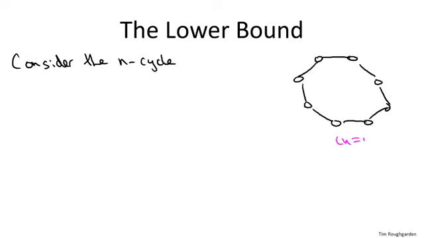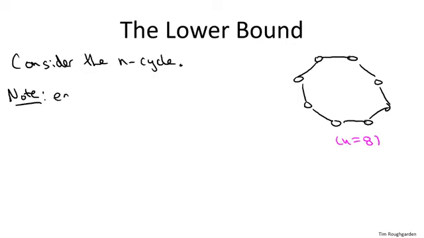For any value of n, consider the n-cycle. Here, for example, is the n-cycle with n equal to 8. That would be an octagon. And the key observation is that just like in a tree, where removing each of the n-1 edges breaks the tree into two pieces and defines a cut, with a cycle, if you remove just one edge, you don't get a cut. The thing remains connected.